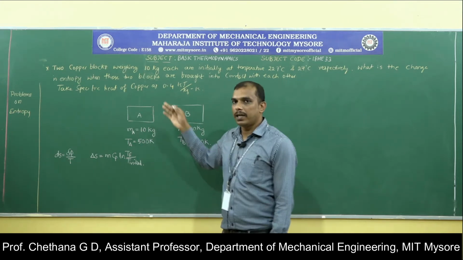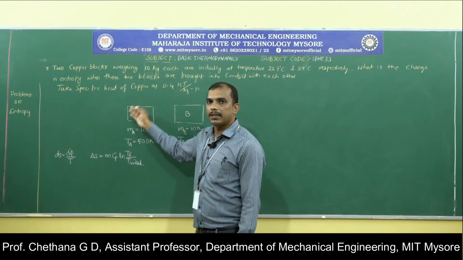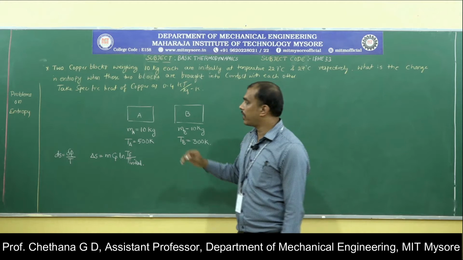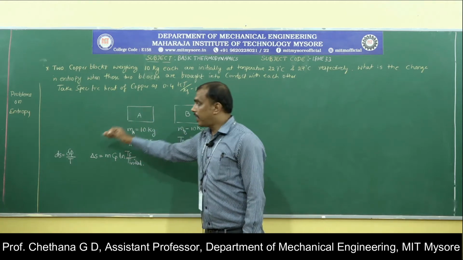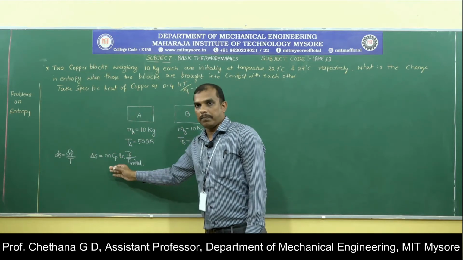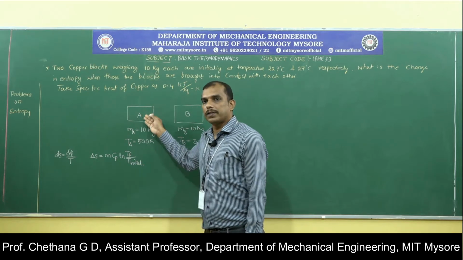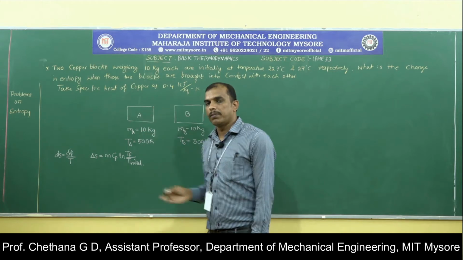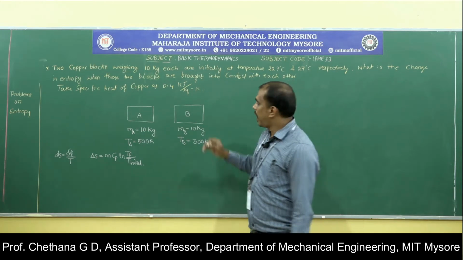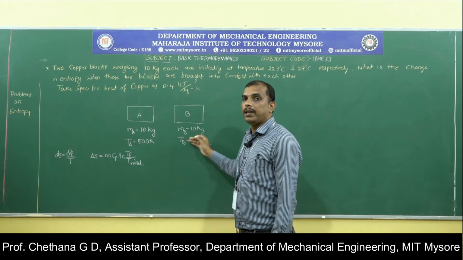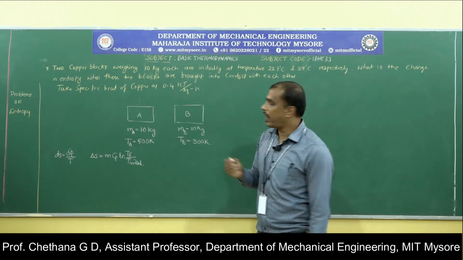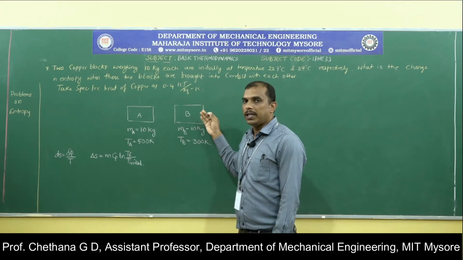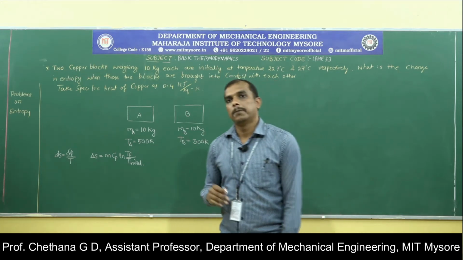So you can predict that the change in entropy of body A will be negative, because after all this is derived from delta Q by T. If delta Q itself is negative for this body, then the change in entropy for this body will be negative. On the other hand, body B will be receiving the heat, so delta Q will be positive for this body. So for body B, the change in entropy should be positive.